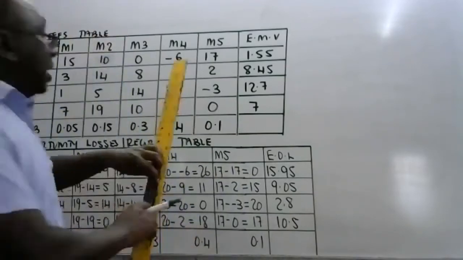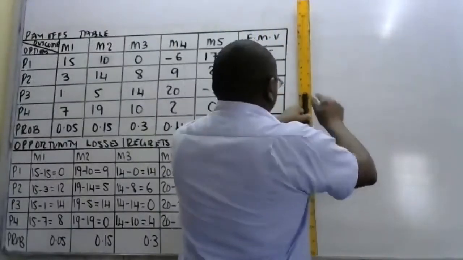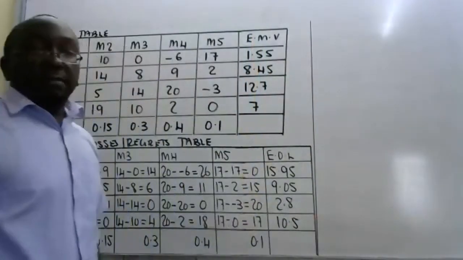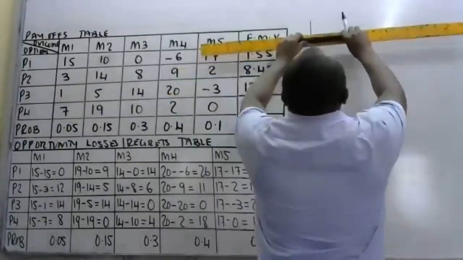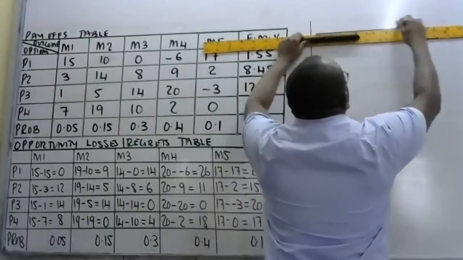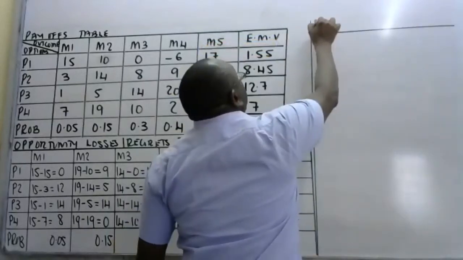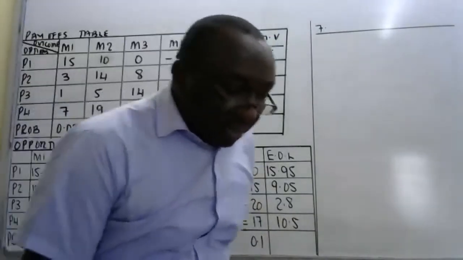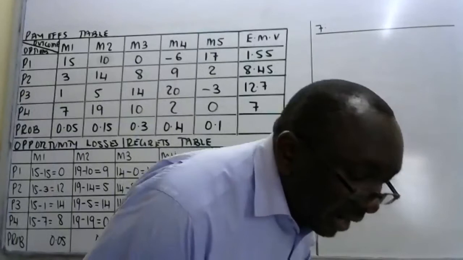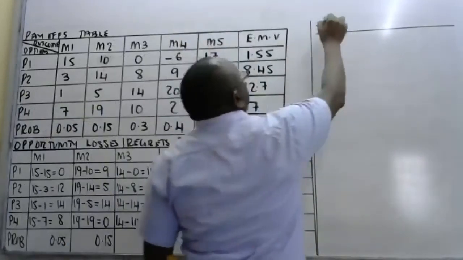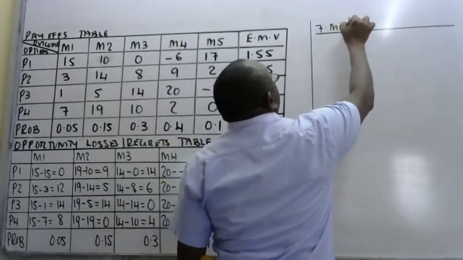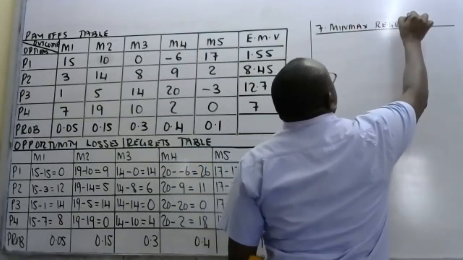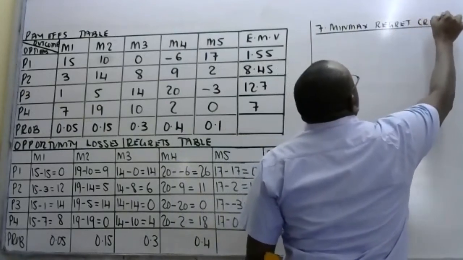So I think in our rules, we had gotten up to number 6. So I think now I should be going to number 7, if I have not skipped. Rule number 7 is the one they are calling the min-max regrets criterion or rule.